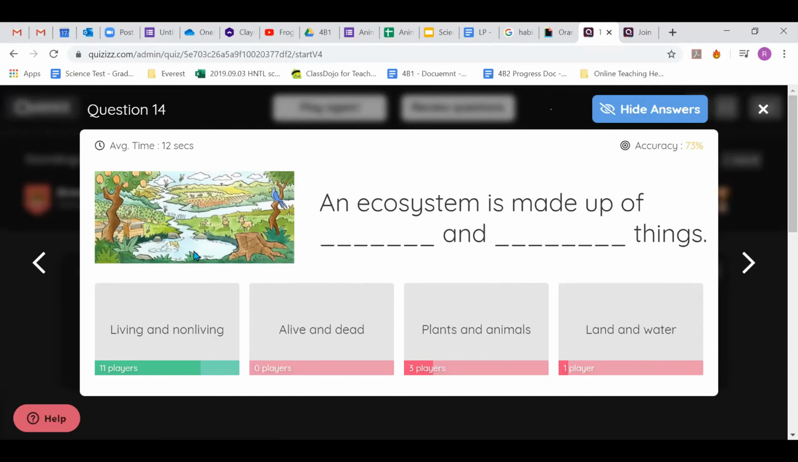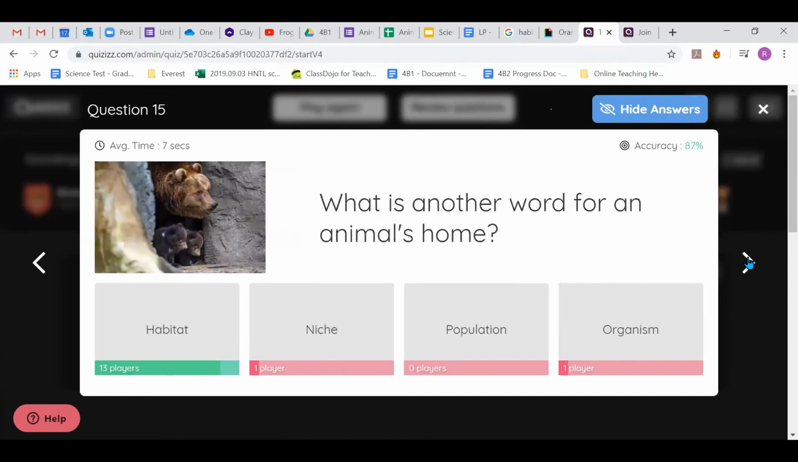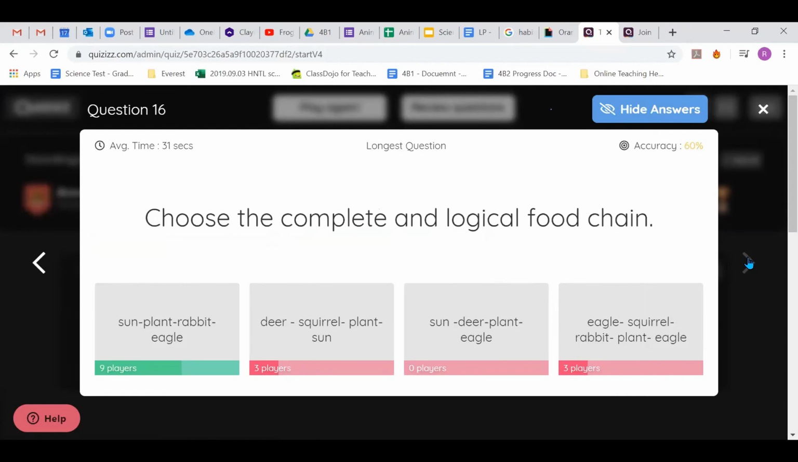Think about the water. A fish lives in water. Therefore, water needs to be part of that ecosystem for that fish to survive. But the fact that the water level can change and rise and go down, that's an environmental change, not a change in the ecosystem. We'll talk about this more and more as we're going through, but this is just some of the things I need you to understand. Another word for animal home, habitat, good stuff.